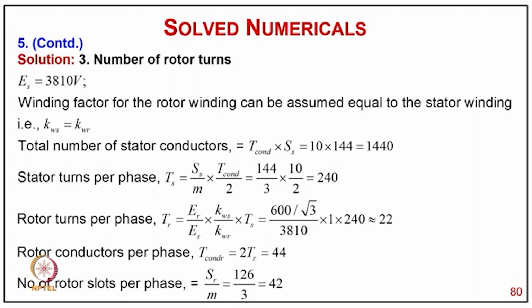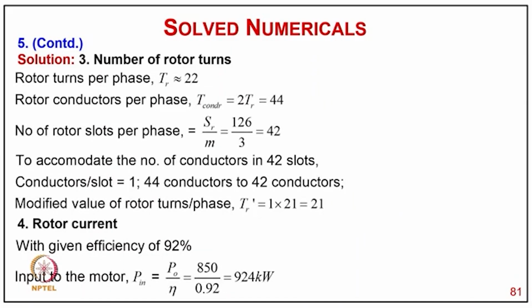Then rotor number of turns comes T R equals E R upon E S into K W S upon K W R into T S. So putting the value, 600 by root 3 upon 3810 into 1 into 240, it comes 22, and rotor conductor per phase is T conductor, 2 into T R, 44, and rotor slots per phase S R upon M, that comes 126 by 3, that's 42. So now rotor turns per phase T R equals 22, rotor conductors per phase is 2 T R, 44, and rotor slots per phase is S R upon M, that's 42.